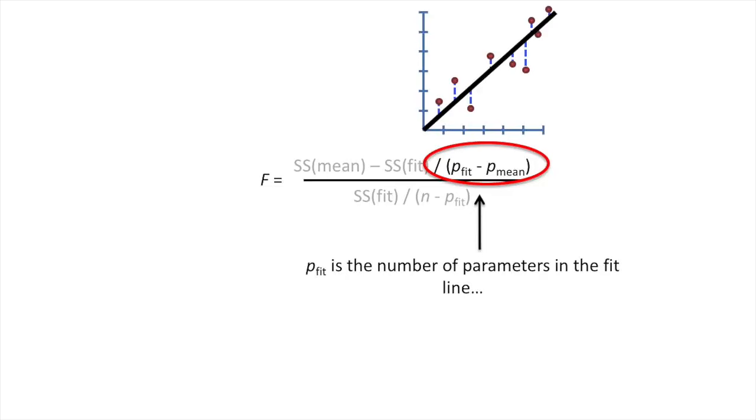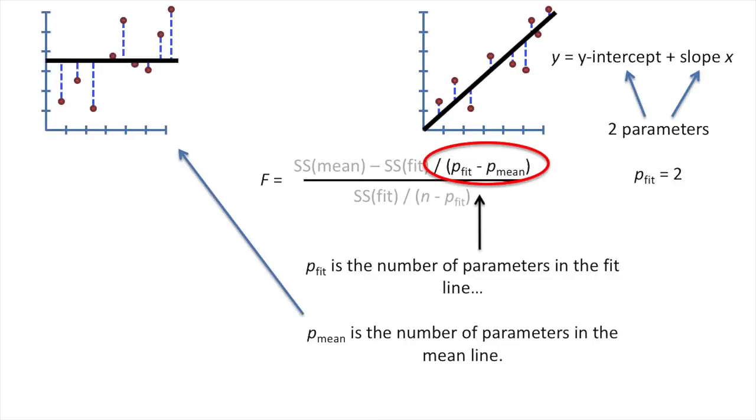Pfit is the number of parameters in the Pfit line. Here's the equation for the Pfit line in a general format. We just have the y-intercept plus the slope times x. The y-intercept and the slope are two separate parameters. That means Pfit equals 2.